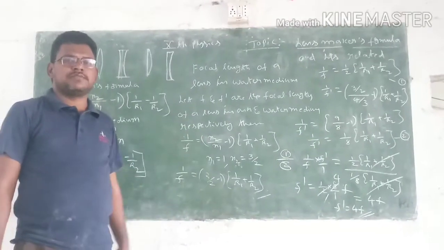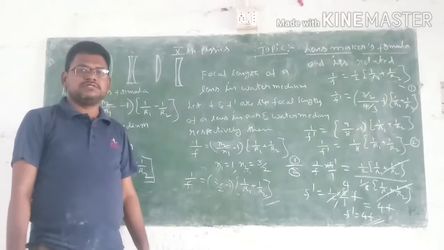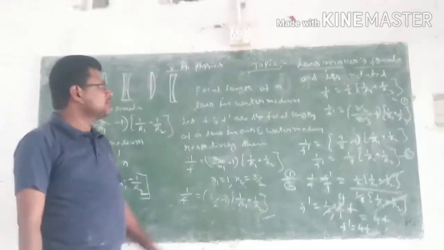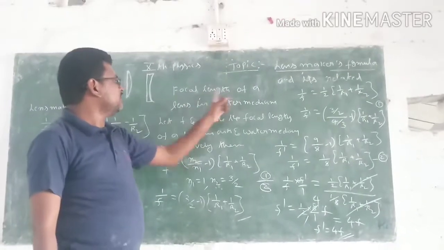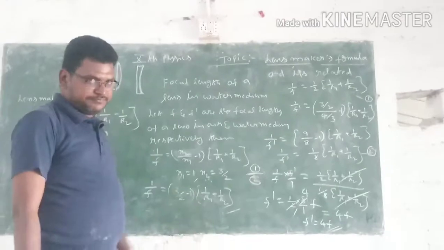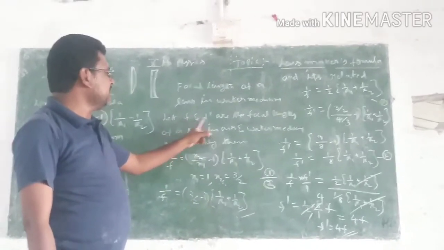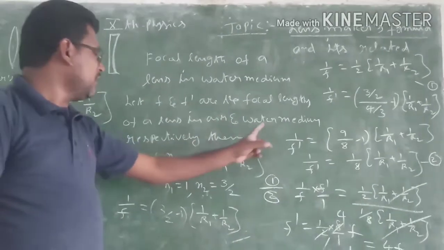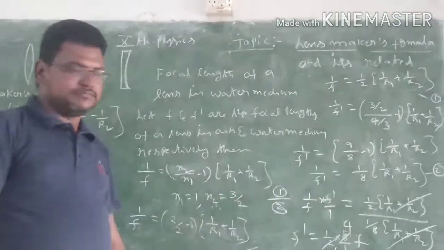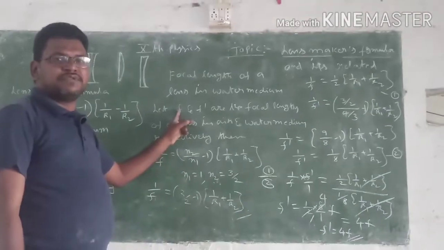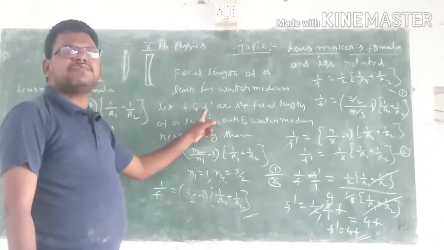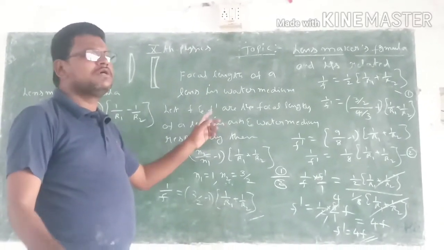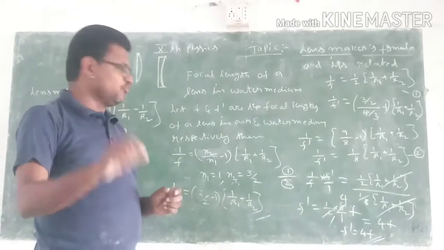Let's see here how the focal length of a lens changes when we take it into a water medium. Focal length of a lens in water medium. Let f and f dash be the focal lengths of a lens in air and water medium respectively. That means f is the focal length of a lens in air medium, f dash is the focal length of the lens in water medium. Now let's see what the relation is between those two.